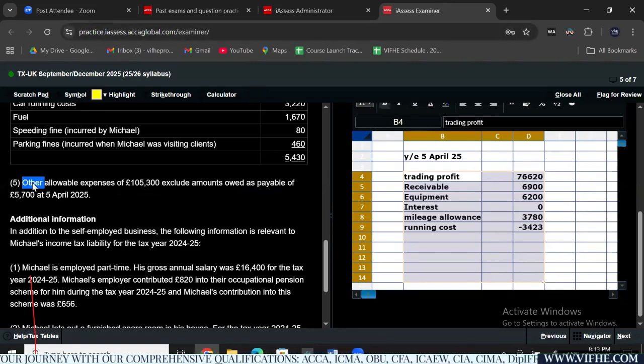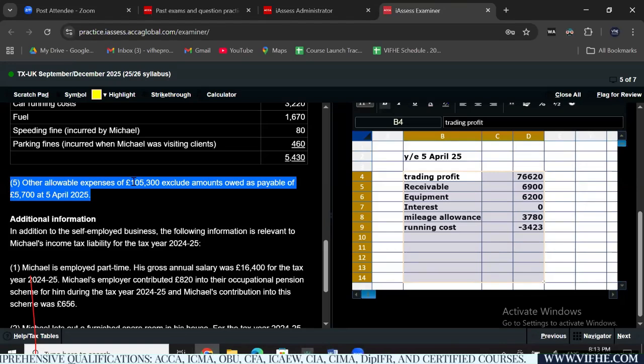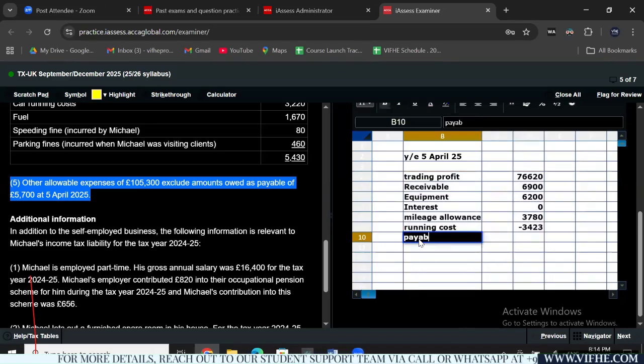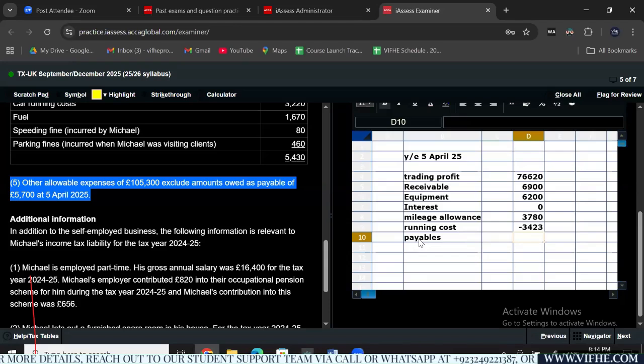Okay, so there is a fifth point which says that the other allowable expenses of 105,300 exclude amounts owed as payable of 5,700 at 5th April 25. I mean, this is the expense relevant to the current period, but considering that it was not actually paid, it was not taken into account while adjusting your profit on cash basis. But considering now we are dealing with the accruals basis, whatever expense is relevant to the period shall have to be taken into account. So what do I do with these payables? What do I do with these expenses which are still payable, but relevant to this period of account? Do I need to add it or deduct it? Either plus or minus.